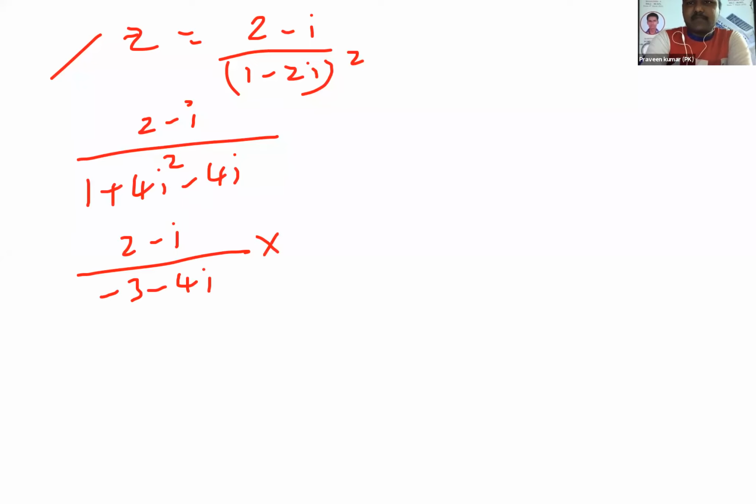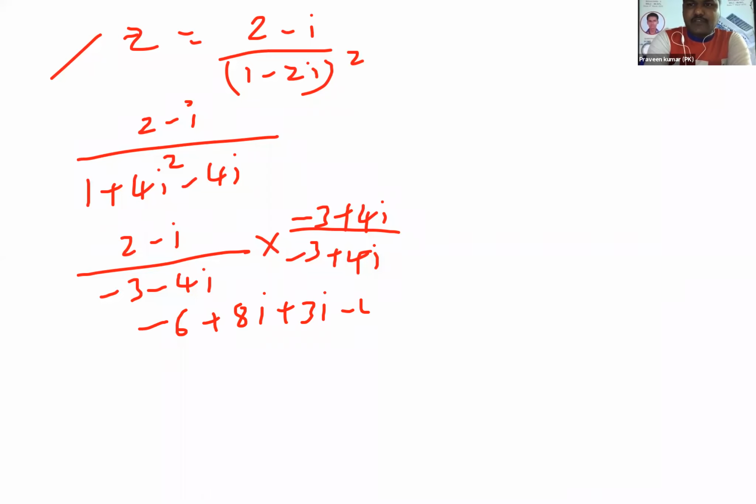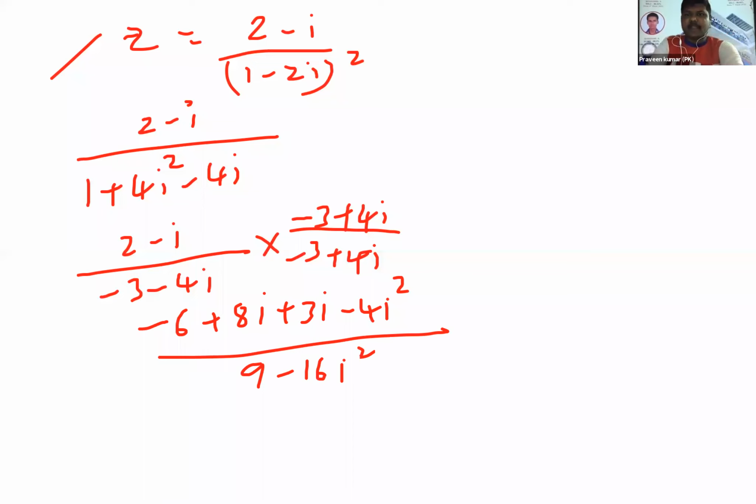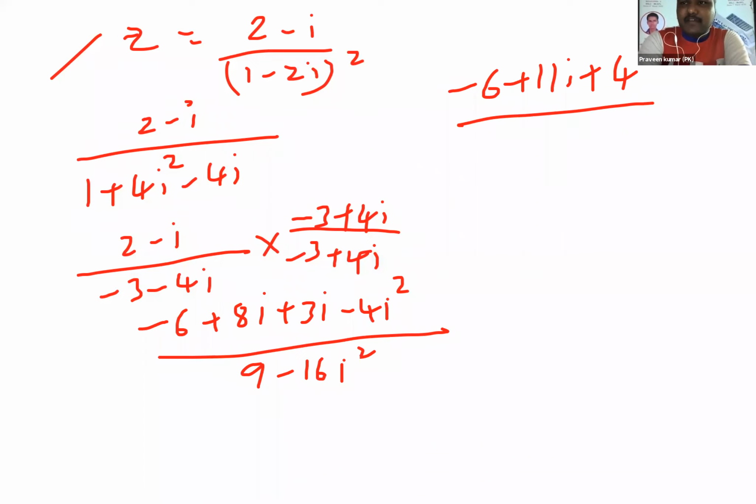Rationalize the denominator: multiply by (minus 3 plus 4i) by (minus 3 plus 4i). Multiplying the numerator, 2 threes are minus 6 plus 8i, plus 3i, minus 4i square. The denominator is minus 3 whole square, 9 minus 16i square. Now minus 6 plus 11i plus 4 by 25, that is minus 2 plus 11i by 25.